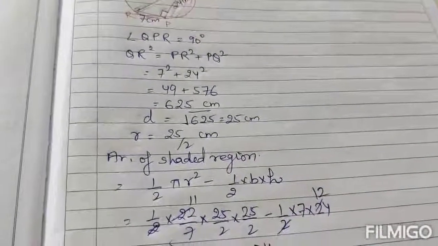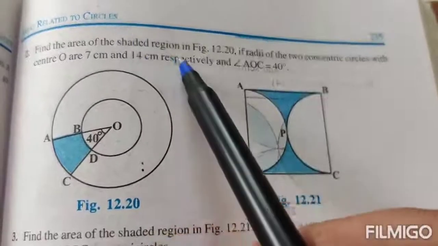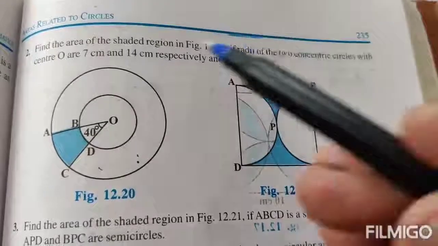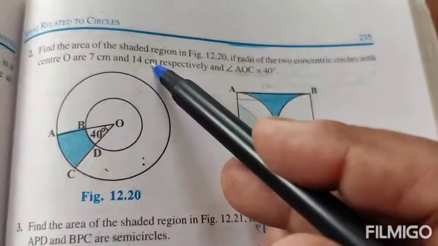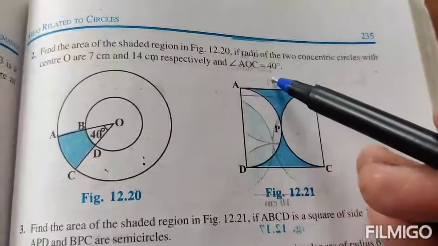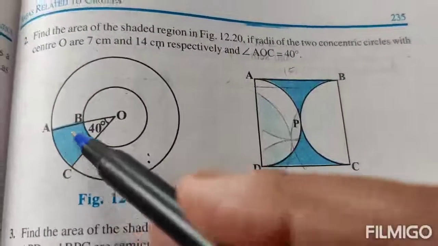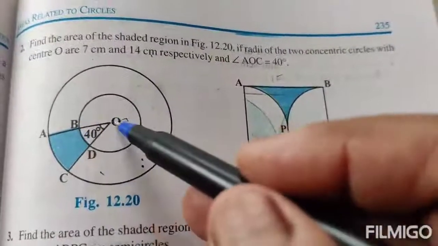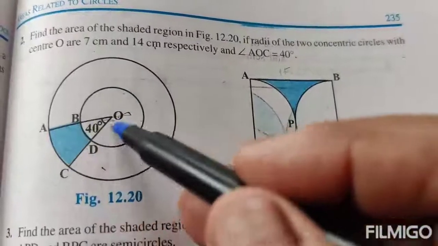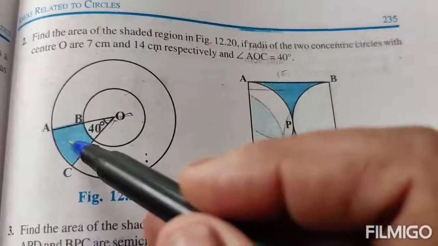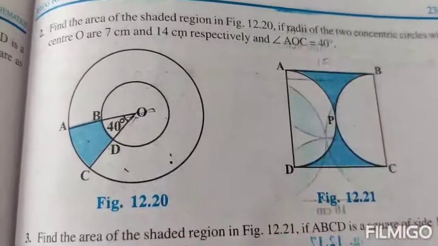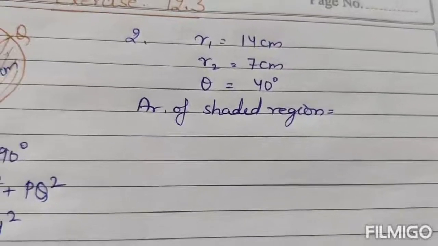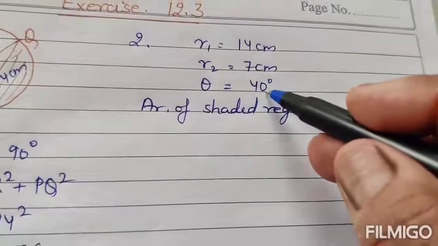Next, question number 2. Find the area of the shaded region in figure 12.20. The radii of two concentric circles with center O are 7 cm and 14 cm. Angle AOC is 40 degrees. This angle AOC is a bigger sector and a smaller sector is BOD. The area of AOC minus the area of BOD gives the area of the shaded region. The radii are 14 cm and 7 cm. R1 is 14, R2 is 7 cm, theta equals 40 degrees.